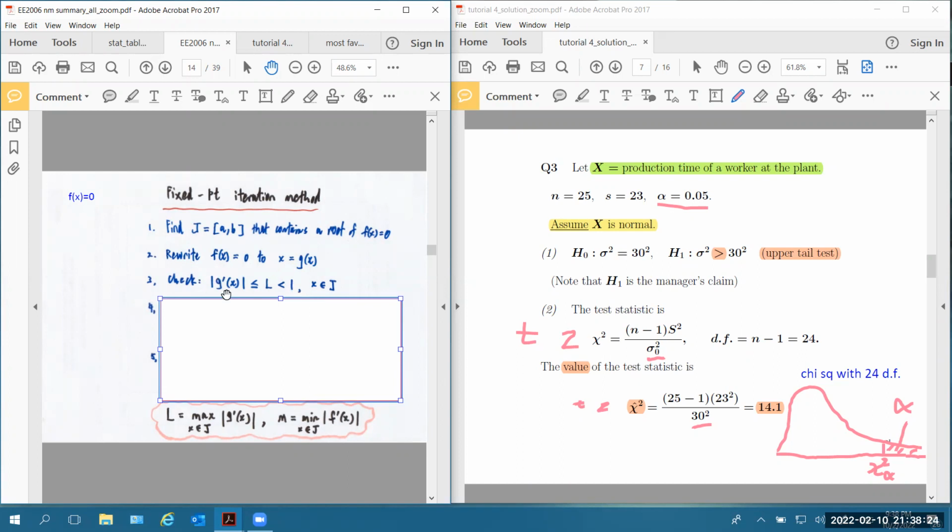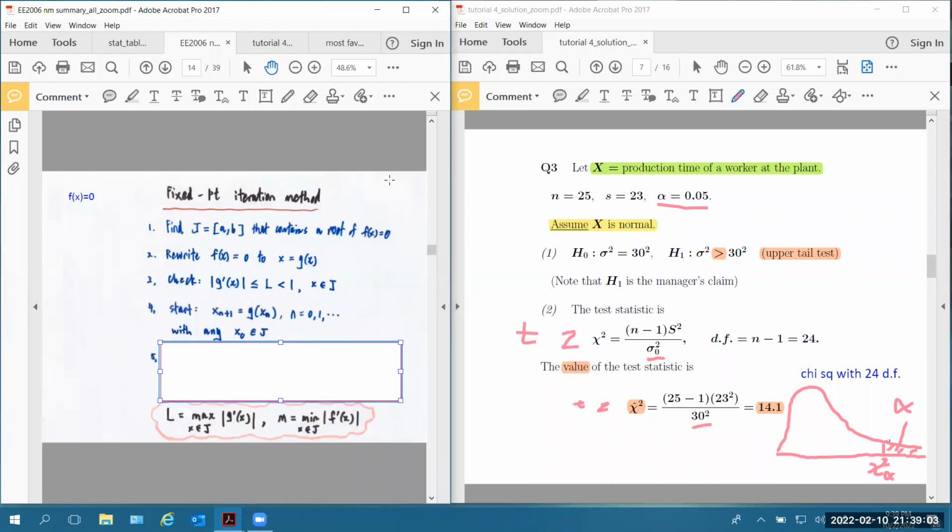If this one fails, then you just go back to step 2. You write it in a different way, get a different g, then try step 3 again. Keep on trying until this one is passed. Suppose it has passed, then what? Then now you can start the iteration. You start with x naught in J. It's up to you to choose whatever x naught you like, as long as it is inside J. Then your xn will converge.